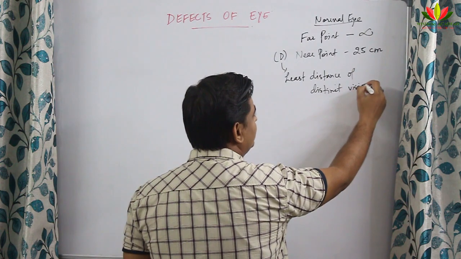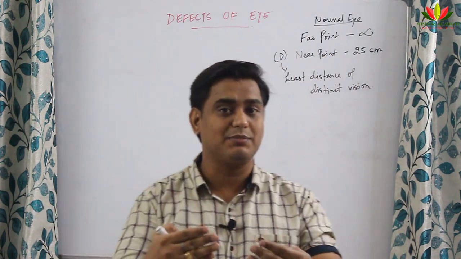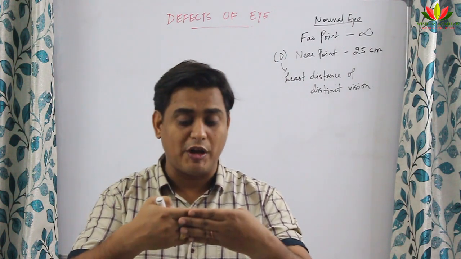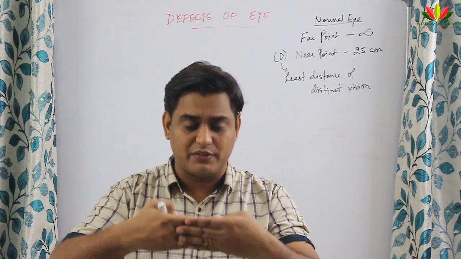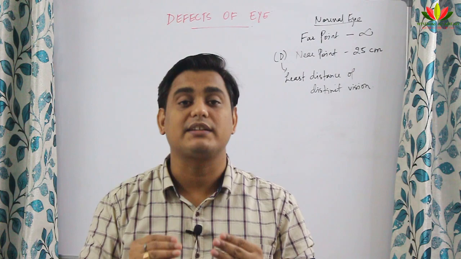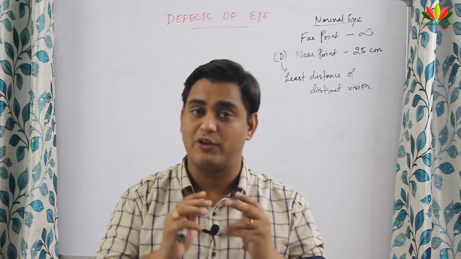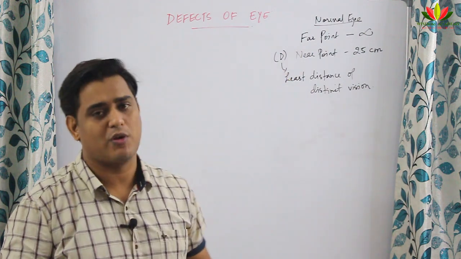So that means if you bring something near to your eyes for reading, up to 25 centimeter you can see it very clearly. The moment it starts coming closer than that, like 20 or 15 centimeter, it will start getting blurred, it will start straining your eyes. Don't do that, it will affect your eyes also, right? So these are the near point and far point of a normal eye.